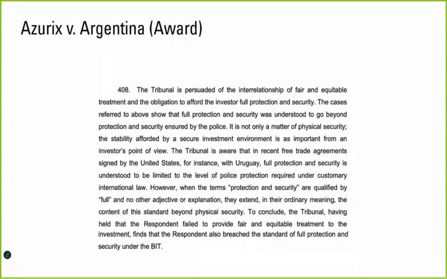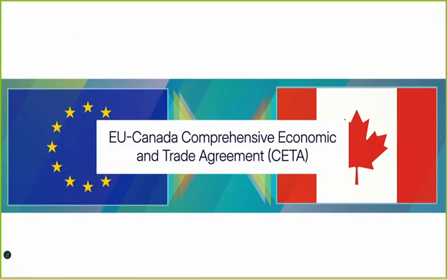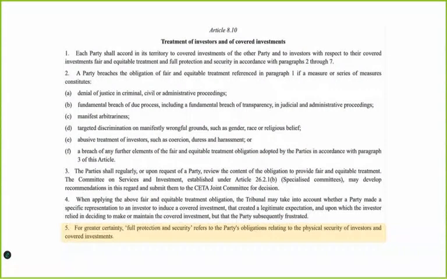It's not a super exciting standard for protection and security, but the most interesting debate is this one, the relationship with FET. Is it the same or is it just physical security, so is it something limited? Now, this is an example of the EU and Canada that decided to avoid interpretations like Zurich's Argentina. So you have states. Again, sometimes the response of states is to try and clarify things in the treaty itself. So you have Article 810, where here it tells you very clearly that full protection and security only refers to obligations relating to the physical security.